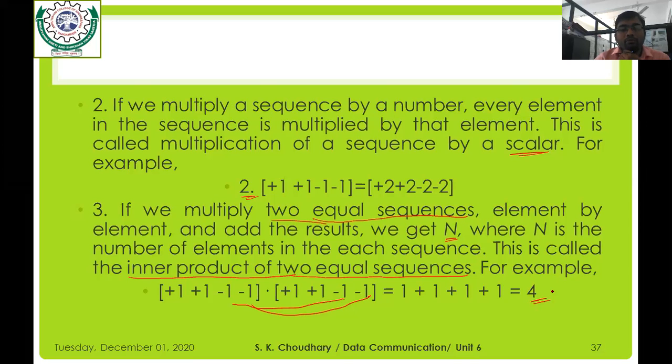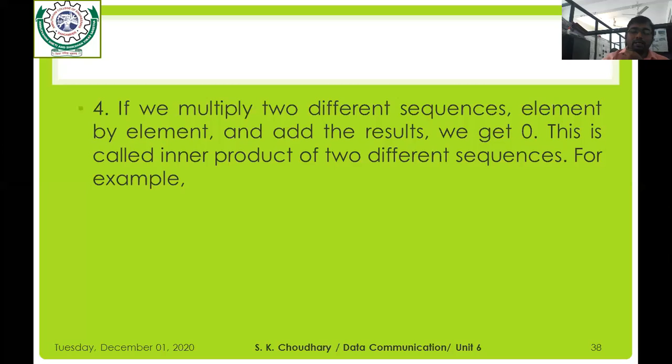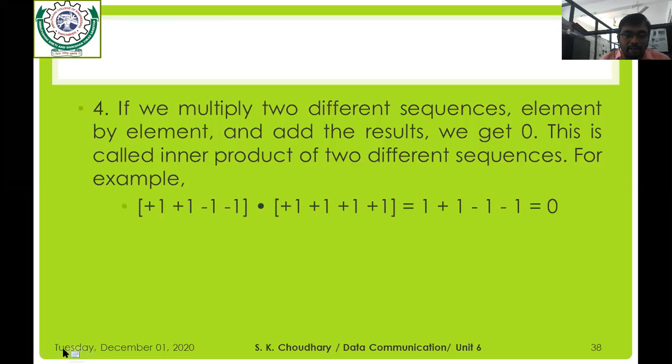Similarly, property 4: if we multiply two different sequences element by element and add the results, the answer is 0. This is called the inner product of two different sequences. You can see the same case that I have shown here. Two different sequences, multiplied element by element, finally give the result 0.